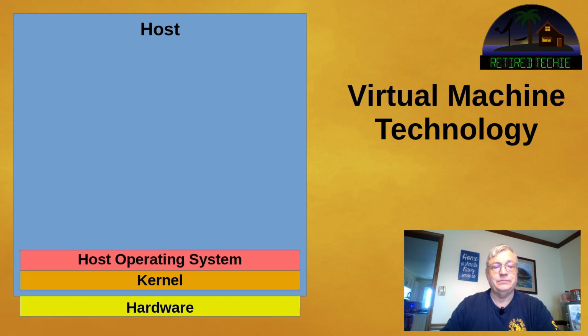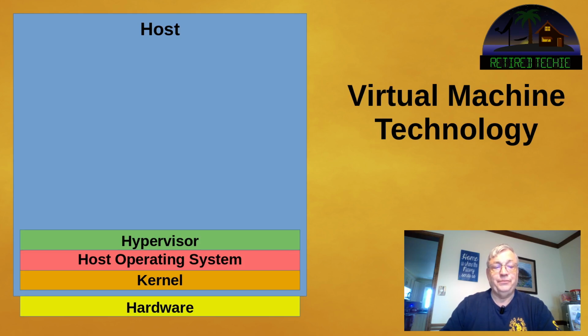Now, since we're talking about virtual machines on top of the host operating system, we have a hypervisor. Since this is on top of the operating system away from the kernel, this is a type 2 hypervisor. If this was a type 1 hypervisor, we would remove the host operating system, and the hypervisor would just drop down right on top of the kernel.